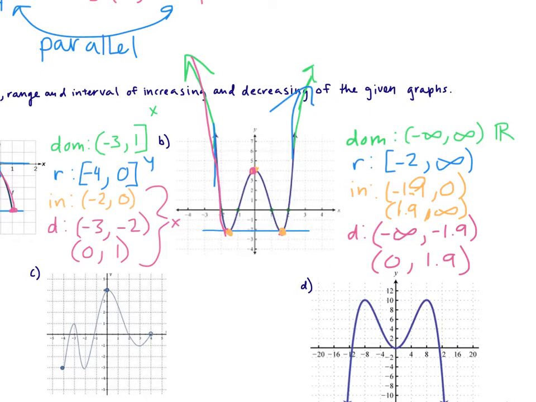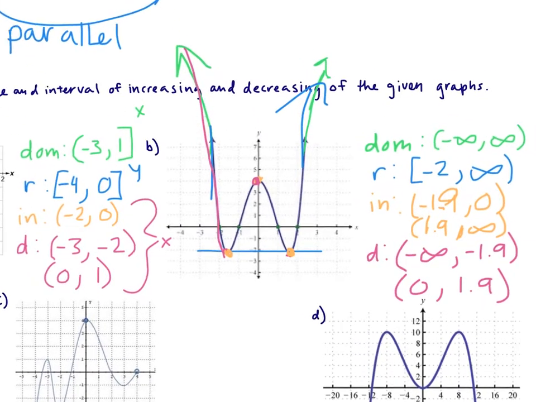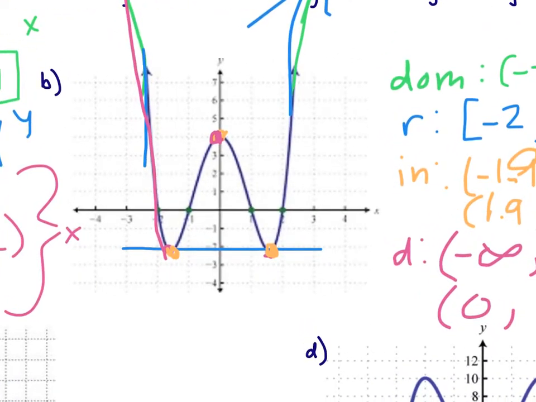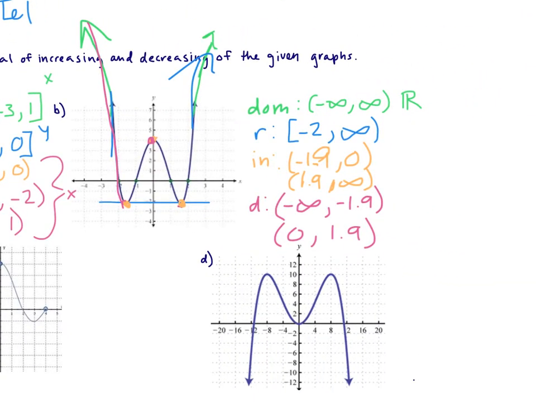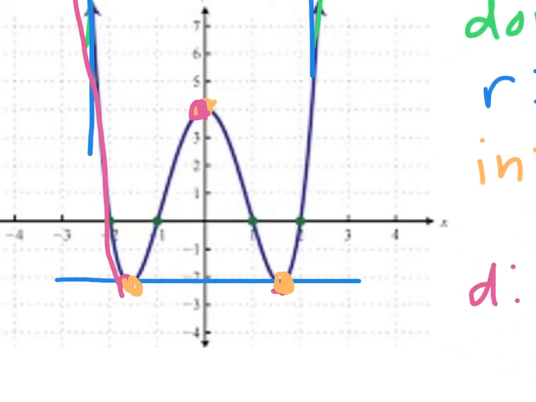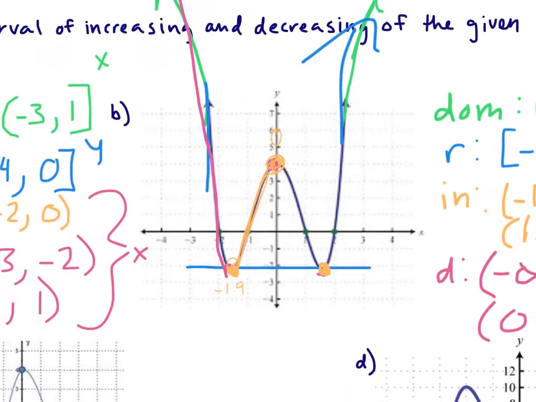Ms. Carver, why is it 0 for when you increase? Wouldn't it be like 4 since it's on 4? Because remember when you're looking at the intervals of increasing and decreasing, you always look at the x values. So here we increase from this point to this point, so when x is negative 1.9 to when x is 0. Oh, got it. So increasing and decreasing intervals, we always look at the x values.